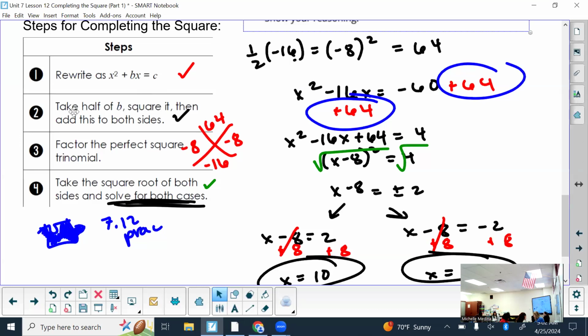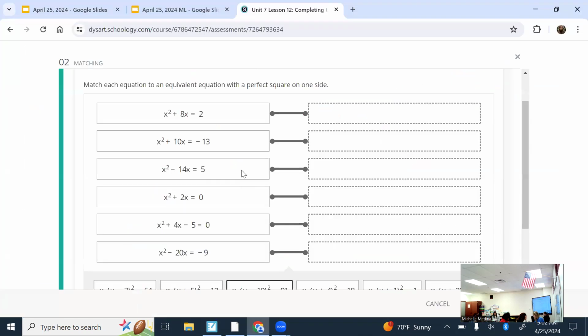But then they want you to take half of b, square it, and add it to both sides. I know it's a really weird step, but that's how you make a perfect square trinomial no matter what you have on the left side. So we're gonna take half of b for this one. What is b? So what is half of 8? And then what is 4 squared? 16. So that's what we would have to add to both sides. And whatever you do to one side, you have to do to the other, so make sure you do it to both sides to keep it equal.